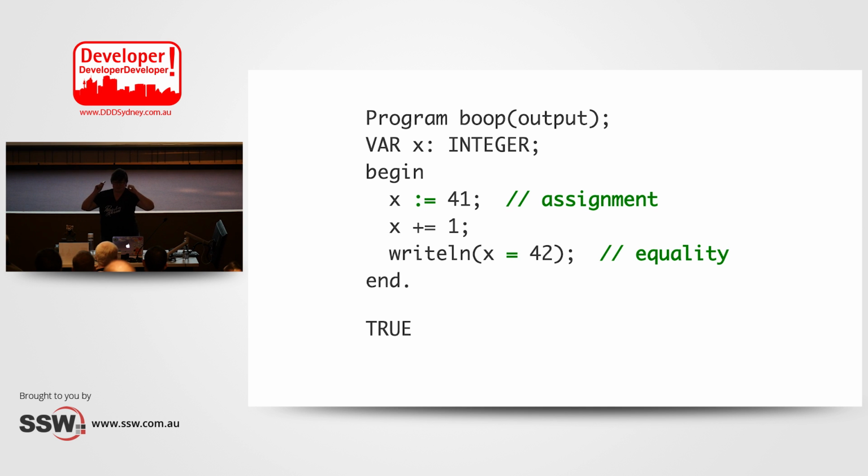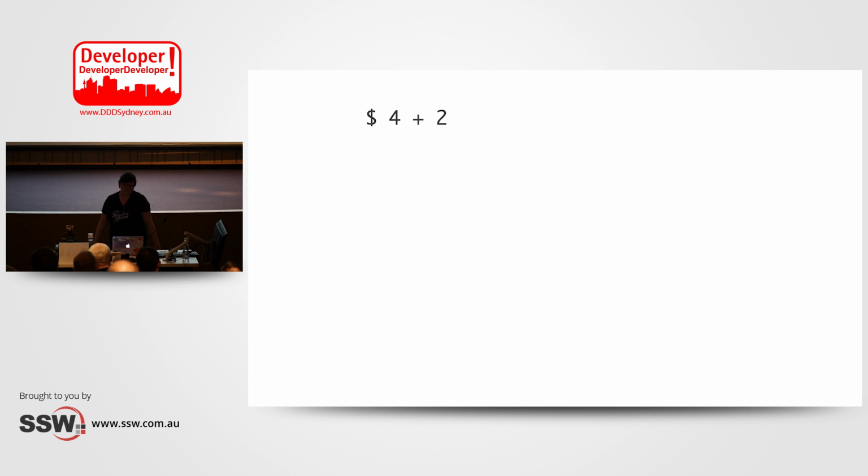I mean, math, right? Because in math, equals is equality. And as a programmer, it's like, no, equals is assigning. No, math, math, math. Let's talk about bash. What is 4 plus 2 in bash?